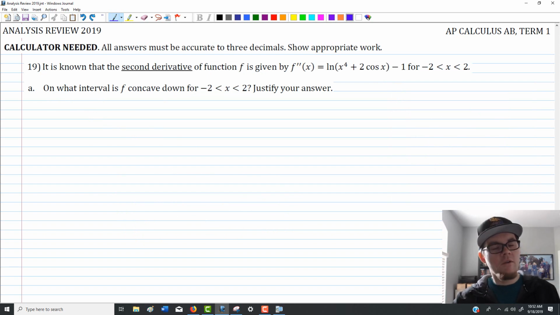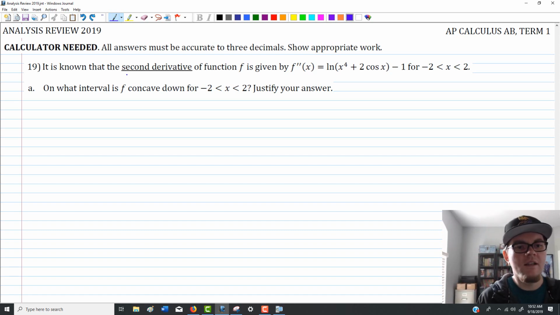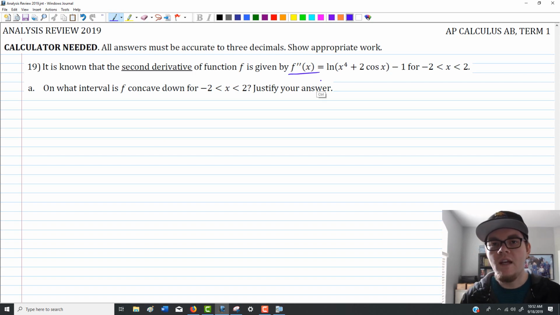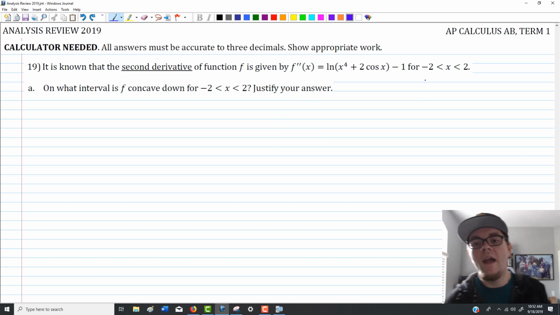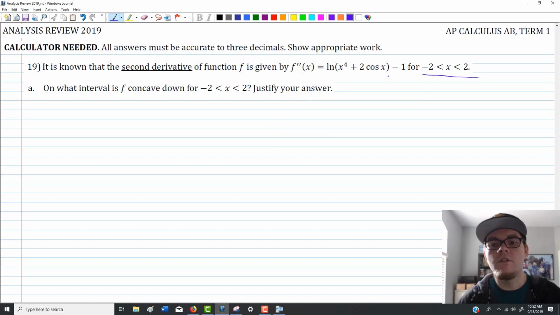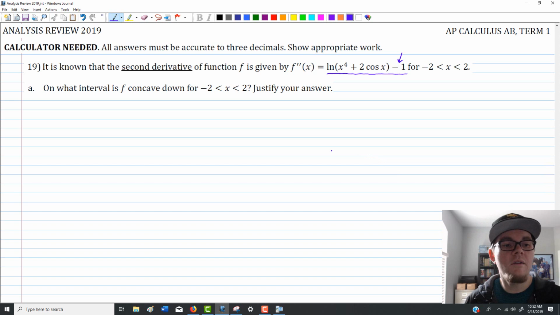Okay, that brings us to the final question of the review. This is another calculator question. In this case, though, they're talking about the second derivative of function f. So we're looking at the second derivative, and in fact, notice that they gave us f double prime of x. And it's valid, it says, for -2 to 2. Because I think this is an easy thing to miss, I'm going to make sure to underline the whole function, because that -1 looks like something that I might actually overlook when I'm doing this myself.